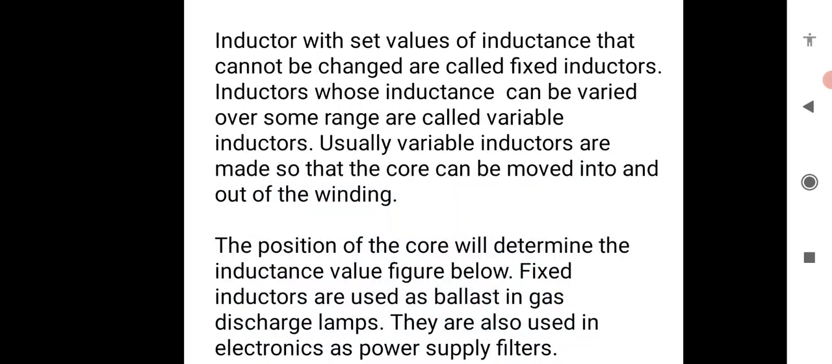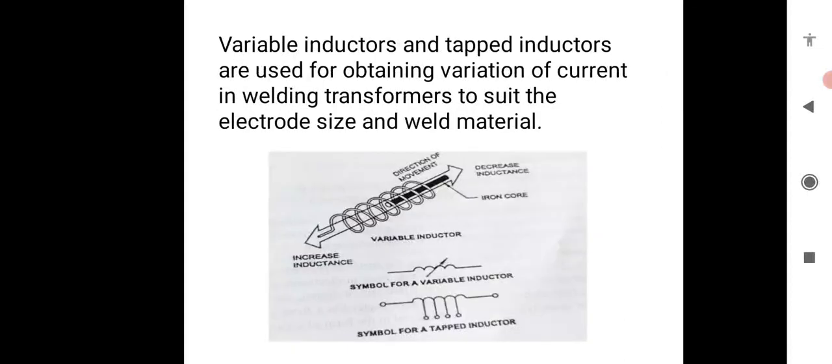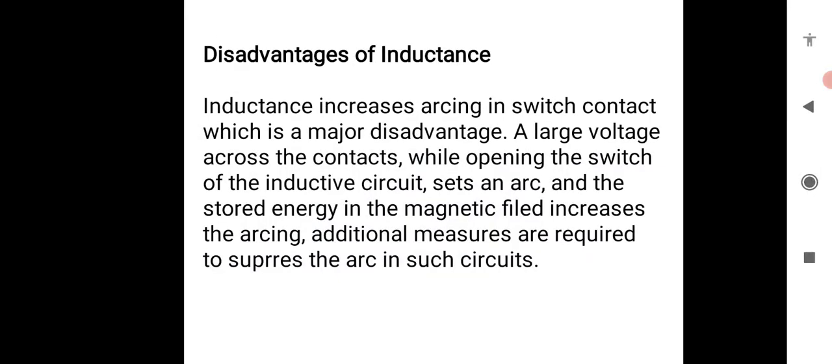The fixed inductors are used as ballast in gas discharge lamps. They are also used in electronics as power supply filters. See, this is the symbol for a tapped inductor. The variable inductors and tapped inductors are used for obtaining variation of current in welding transformers to suit the electrode size and weld material. The main disadvantage of inductance is the increase in switch contact problems, which is a major disadvantage.